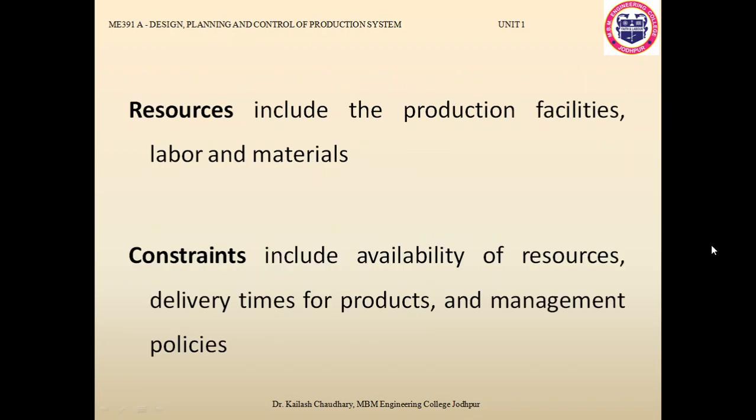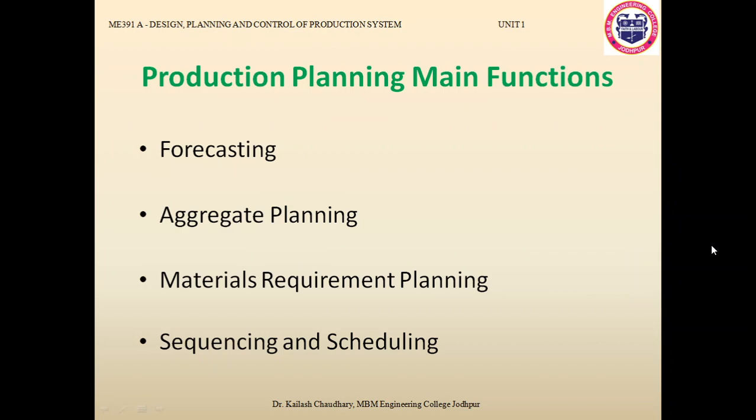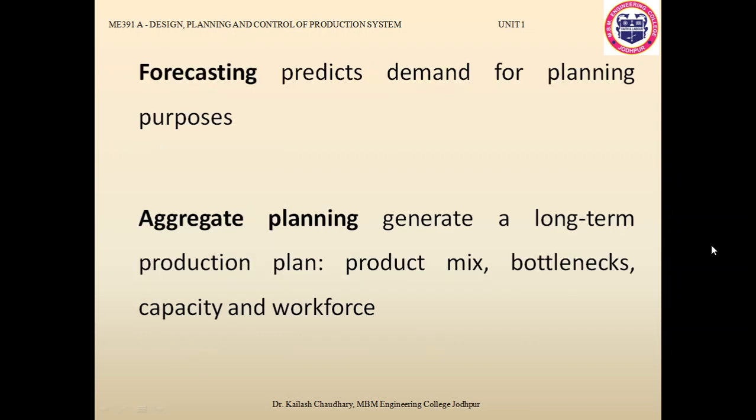Resources include the production facilities, labor and materials, while constraints include availability of resources, delivery times for products, and management policy. The main functions of production planning are forecasting, aggregate planning, materials requirement planning, and sequencing and scheduling. So these are the main functions of production planning, and we'll briefly discuss all these functions in this lecture.